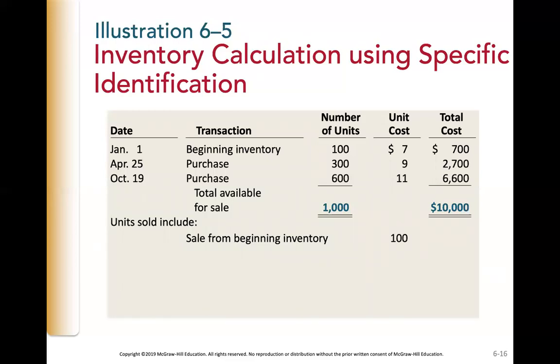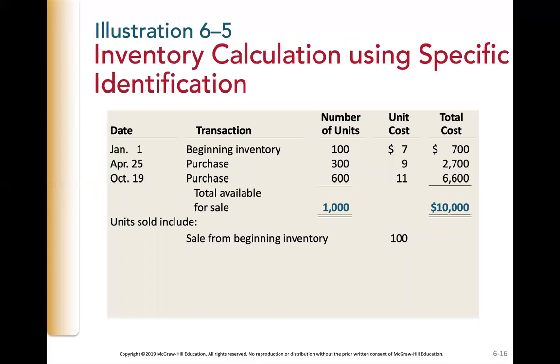His second purchase for the year is on October 19th. He buys 600 units, and this time the unit cost has gone up to $11 a unit, for a total cost of $6,600. So his total inventory available for sale is 1,000 units: his beginning inventory plus the April 25th purchase plus the October 19th purchase. His total cost of those items available for sale is $10,000.